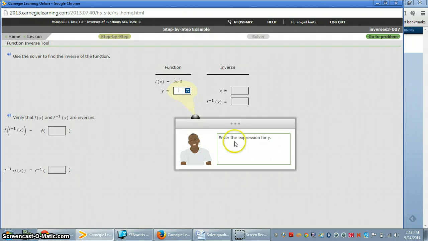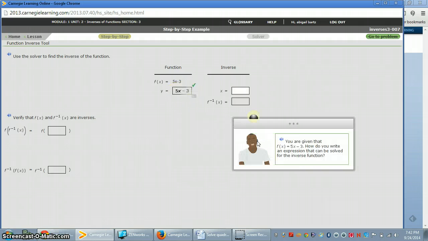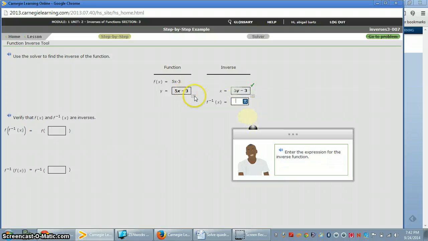and y. So this first one, again, in the step-by-step, it just says enter the expression for y, which means really what we've been doing in class, where f of x and y are the same thing. What you saw in the first two sections of this unit is that you switched x and y. So all I'm doing is switching x and y. So changing this to y, and then it becomes 5y minus 3.